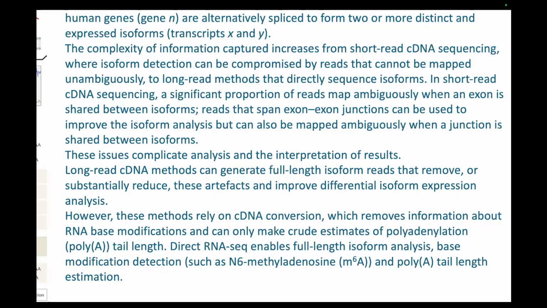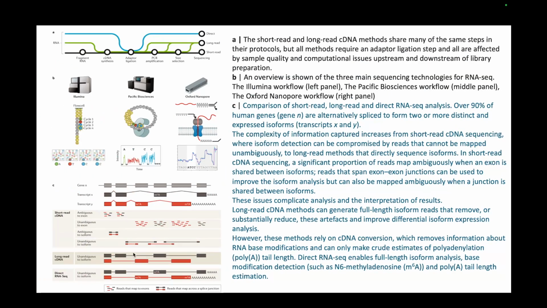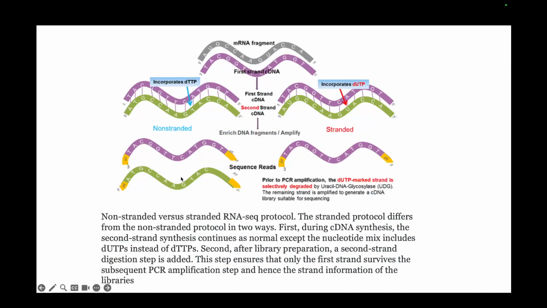and then it is sequenced. But doing that removes information about RNA-based modifications and can only make crude estimates of polyadenylation tail length. Direct RNA-seq enables full-length isoform analysis, base modification detection, and poly-A length estimation. Right? So these are your standard versus non-standard RNA sequencing protocols.